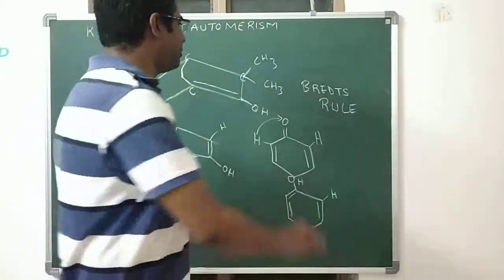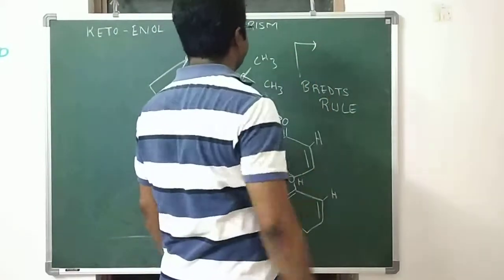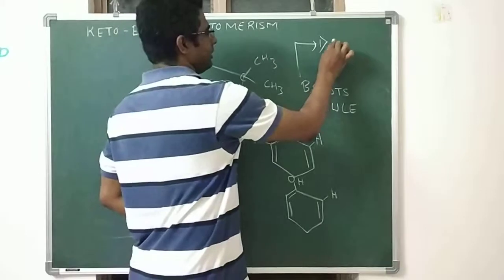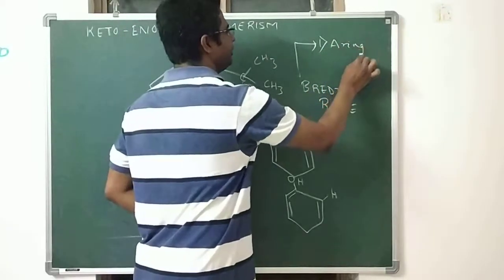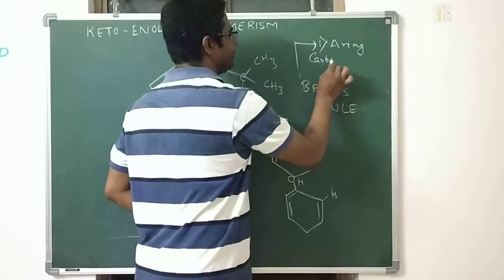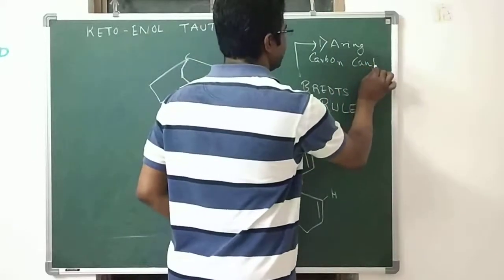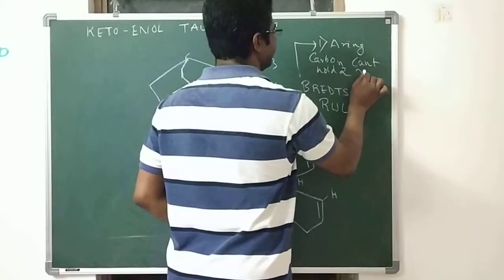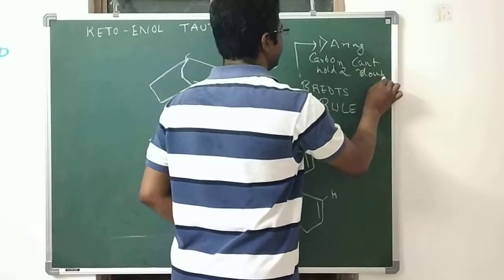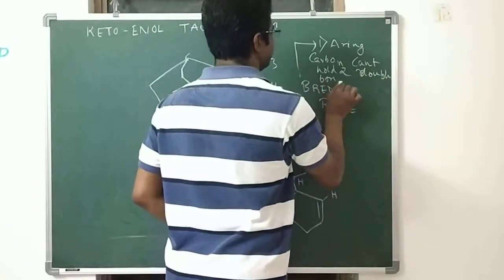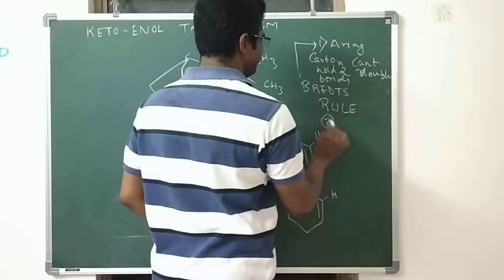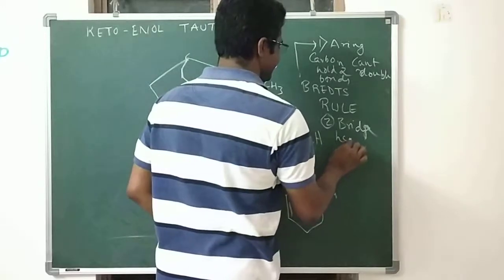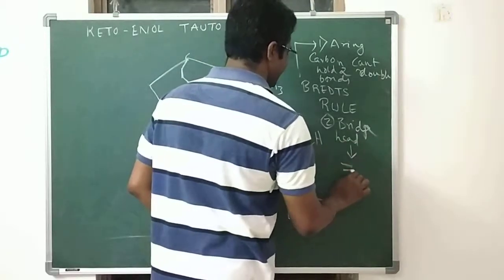ठीक है, तो Bredt's rule के लिए आपको 2 चीज याद रखना पड़ेगा. नंबर 1 is a ring carbon can't hold 2 double bonds. Number 1. नंबर 2, ब्रिज हेड पे डबल बॉन्ड नहीं.